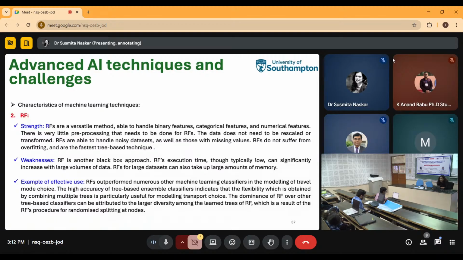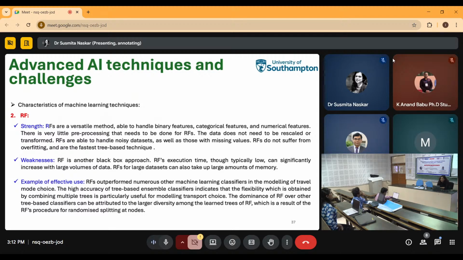Now, in a similar way, we talked about RF in the morning, if you remember, which is nothing but random forest. Similarly, we will look into its strengths, its weaknesses, and one example. As we said in the morning, random forest is a versatile ensemble learning technique based on decision trees. Instead of relying on a single tree, it builds multiple trees.